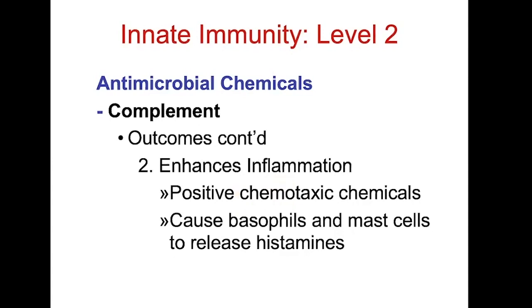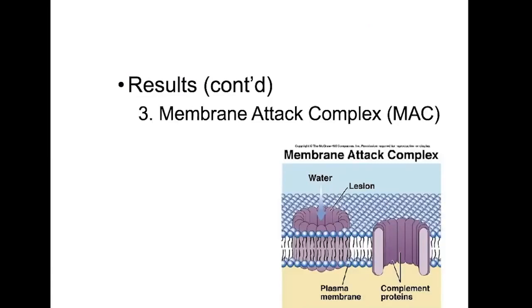In addition, complement proteins stimulate basophils and mast cells to release histamines. Histamines increase vessel permeability. The last outcome is the formation of membrane attack complexes. Complements come together to form pores in the membranes of the pathogen, such as the bacterium. Once the pores have been formed, these membrane attack complexes are formed. Water diffuses into the cell by osmosis. When the water moves into the cell, such as the bacterium, it will cause the cell to lyse.